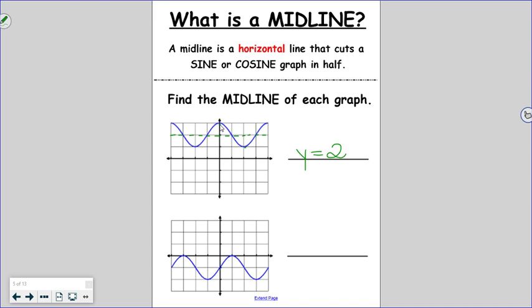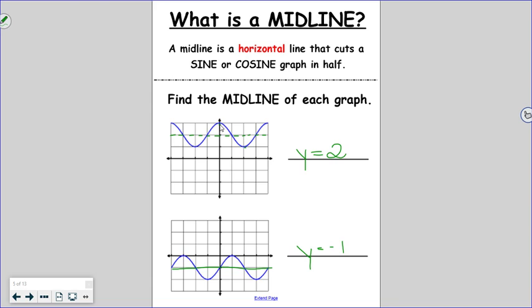Using that same kind of idea, look at the graph below that and identify what the midline of that one would be. Where I draw that should split my graph exactly in half, so that what's above matches what's below. You should have picked y equals -1. Any questions? Okay, so when I keep referring to this midline, that's the line I'm talking about.